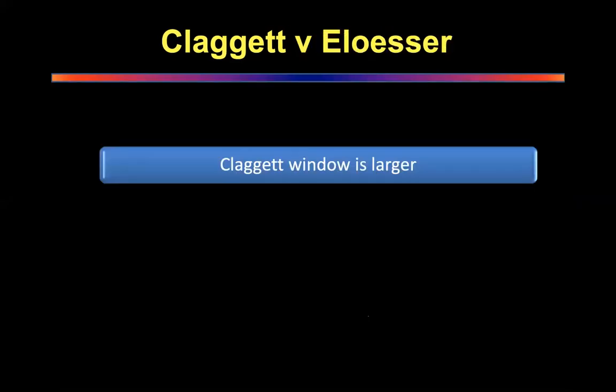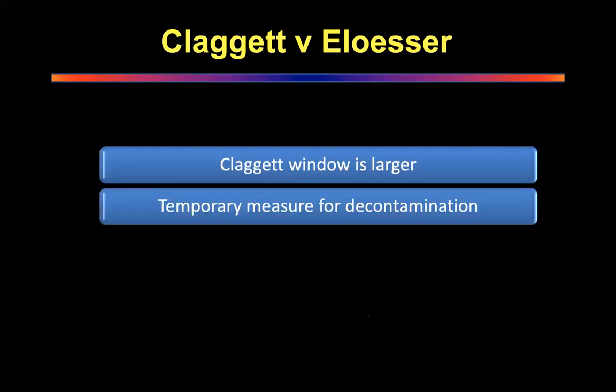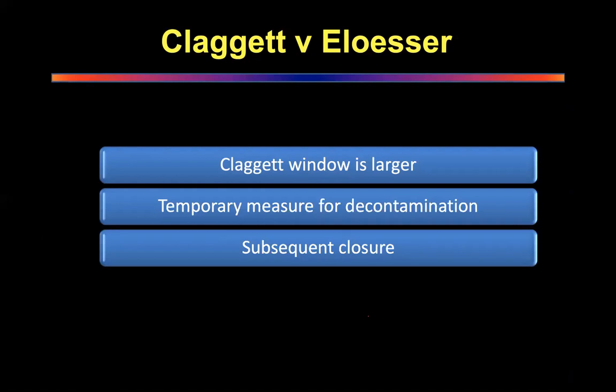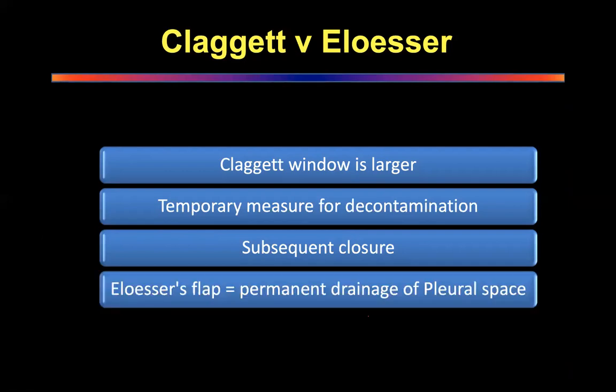So the difference between Clagett windows and Eloesser flap is that a Clagett window is a larger area. You really want to get all of the pus out, and it's a temporary measure for decontamination. And the aim is always that subsequently you will actually close the Clagett's window. That is what you're hoping to achieve. As opposed to that, when you do an Eloesser flap, it's a more permanent drainage of the pleural space. It's a smaller hole than a Clagett's window.